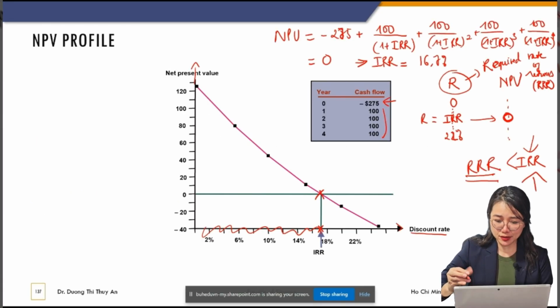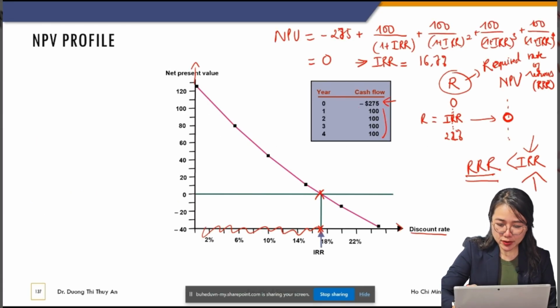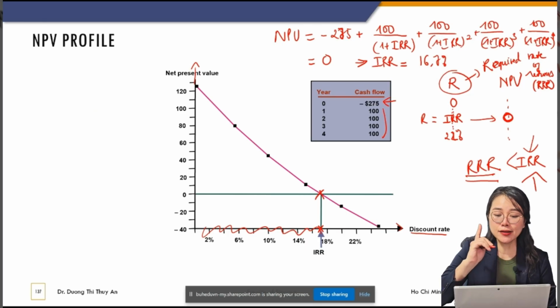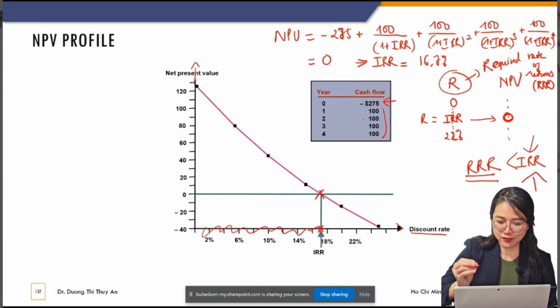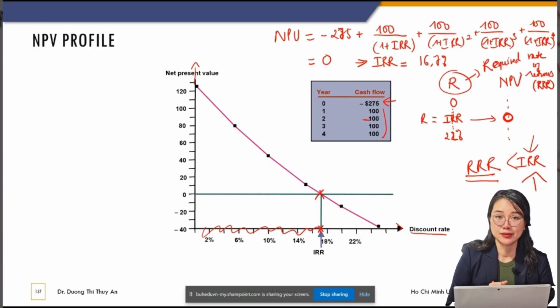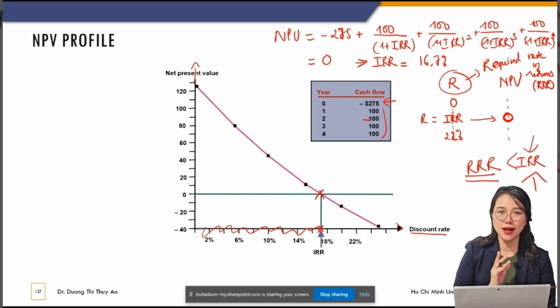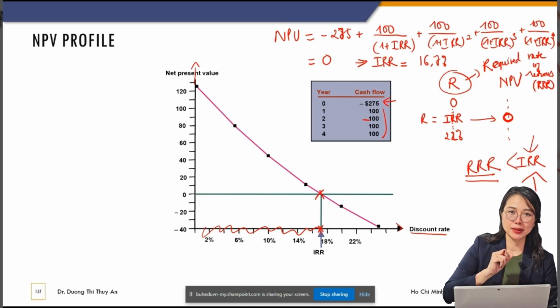For example, in this cash flow we have an ordinary cash flow, only one negative cash flow, that is the cash flow at 0. But now, for example, this cash flow is negative at year 2. At that moment, we have more than one negative cash flow, and it leads to the result that there is more than one IRR. There is more than one rate that makes NPV 0.